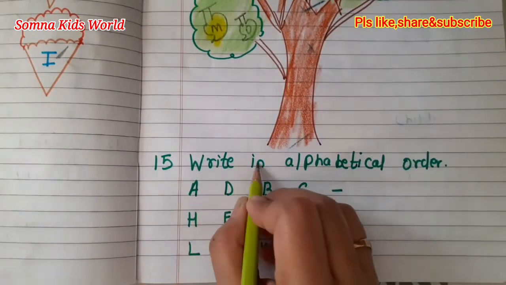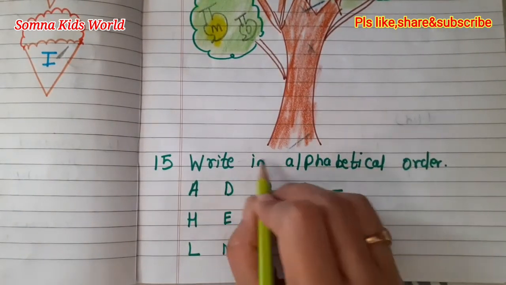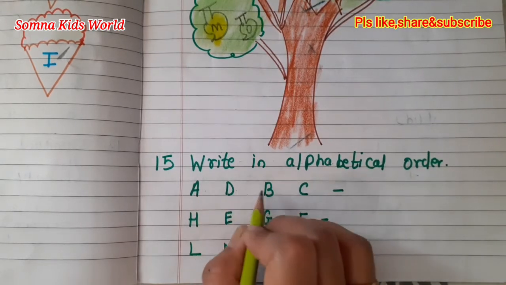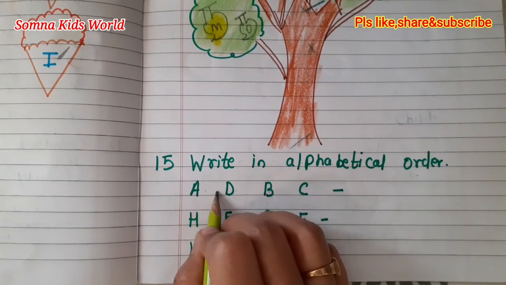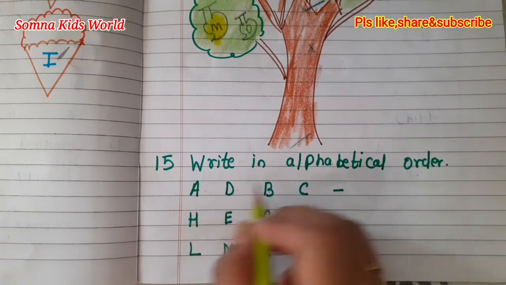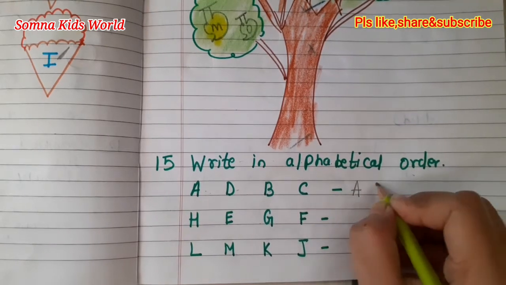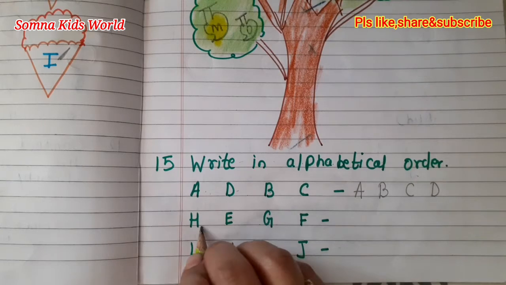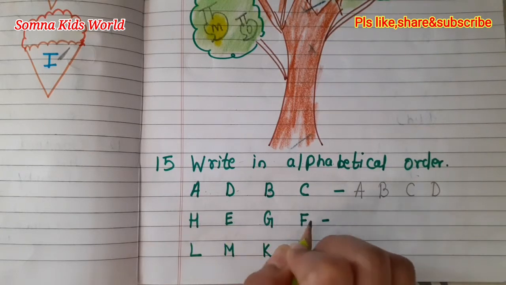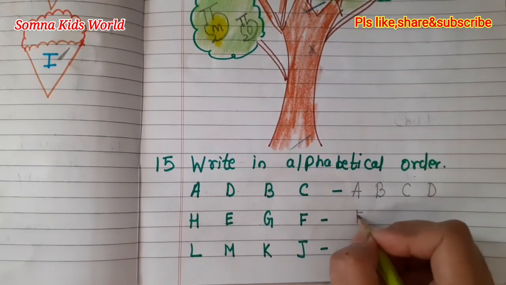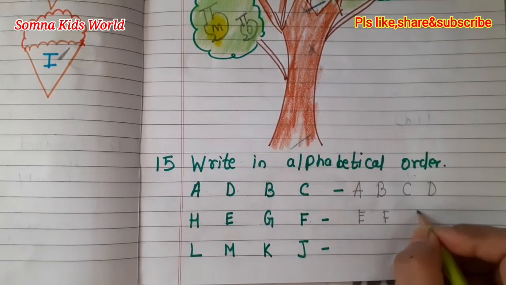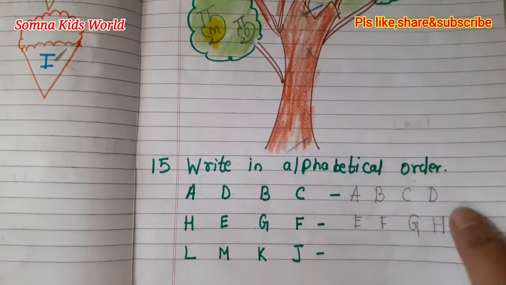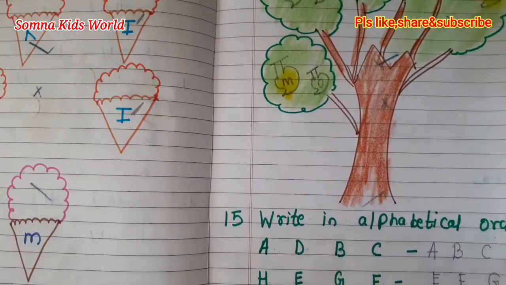Next one is, write in alphabetical order. Like I have jumbled here A, D, B, C. You can ask two kids to write in alphabetical order. A, B, C, D. Next, H, E, G, F. E, F, G, H. Like this, they need to write in alphabetical order.